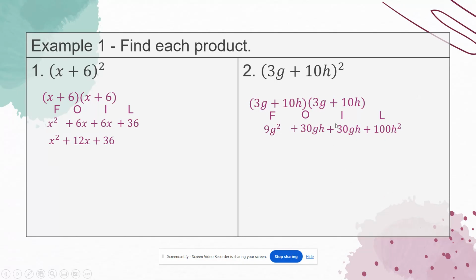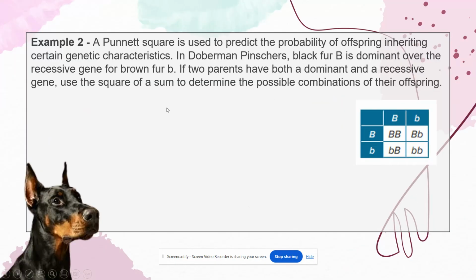Okay, again, my like terms are right in the middle, so I would have 9g squared plus 60gh plus 100h squared. Okay, so that is the square of a sum. The next kind of special product we're going to look at is the square of a difference. Okay, but before that, let's take a look at this word problem.